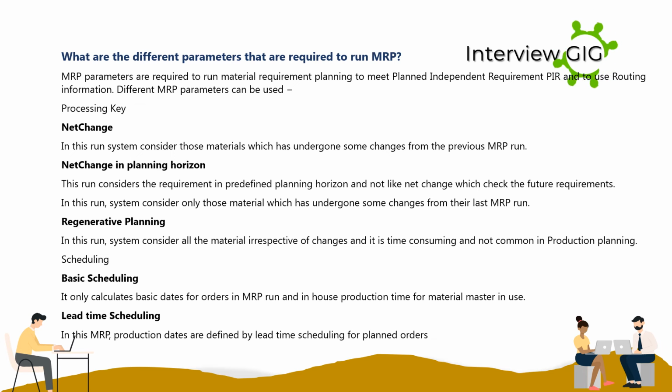Scheduling. Basic scheduling. It only calculates basic dates for orders in MRP run and in-house production time from material master is used. Lead time scheduling. In this MRP, production dates are defined by lead time scheduling for planned orders.